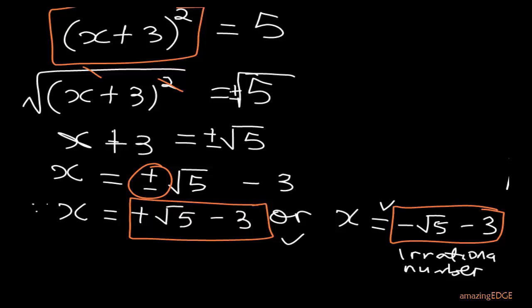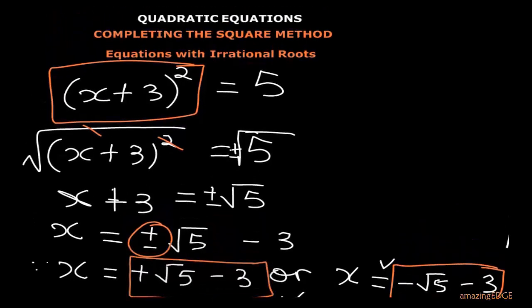So that's what we have. This is an irrational number, and this is an irrational number. So this corresponds to irrational roots. Irrational roots are the solutions of the quadratic equation that are irrational numbers.